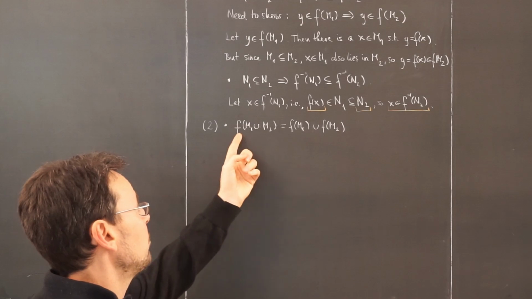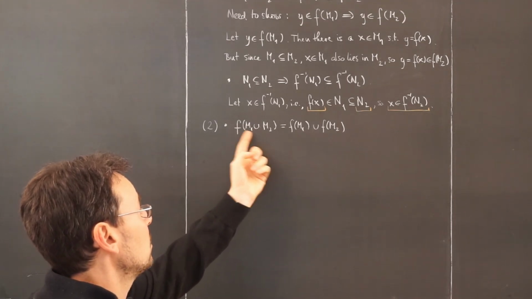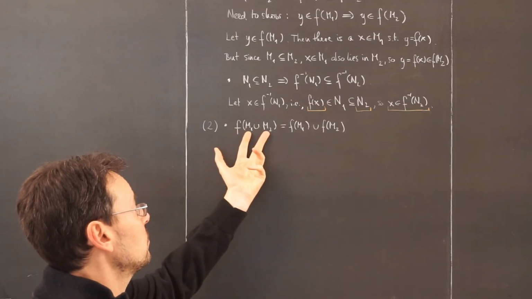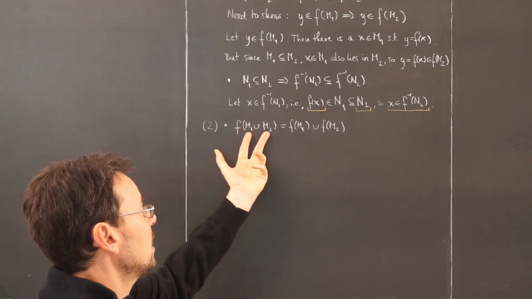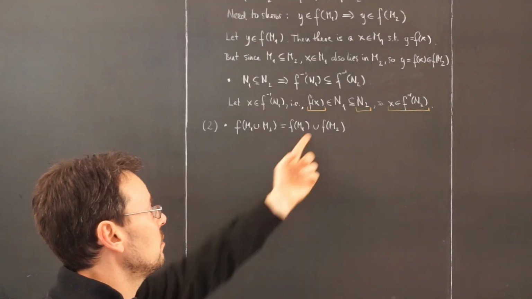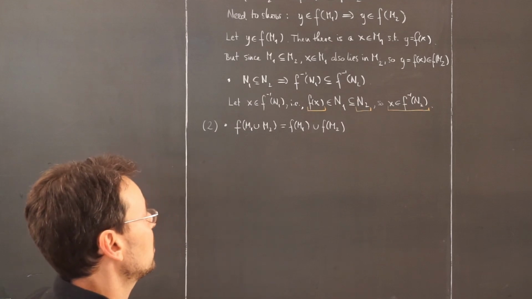First of all, f behaves well with respect to union, meaning exactly that. It doesn't matter if I take the union of two sets first and then map this set, or if I map the sets separately and then take the union in B. Let's prove this.